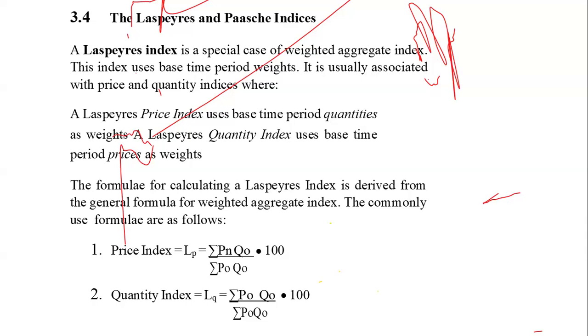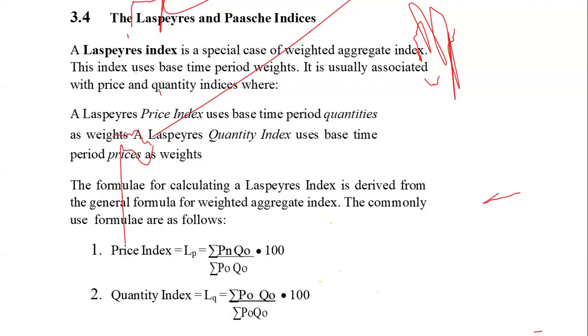Okay, so it is the other way around. The price index will use the base period quantities as weights, whereas the quantity index will use the base period prices. So it is the opposite. I don't know if you have gotten the difference there. We have price index and quantity index. Price index will use period quantities as weights, whereas the quantity index will use the period prices as weights. So that is what is happening here.